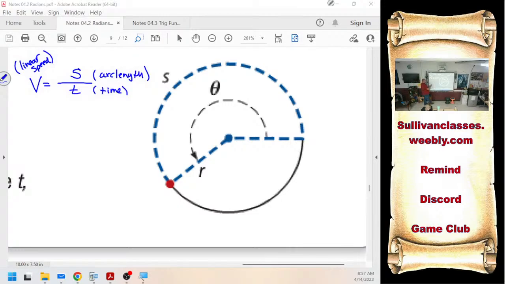Okay, the other one is angular speed. And that's got that funky little W, like, you know, the apple bottom jeans going on. That's going to be rotation per time. Okay? This is rotation per time. And that is angular speed.